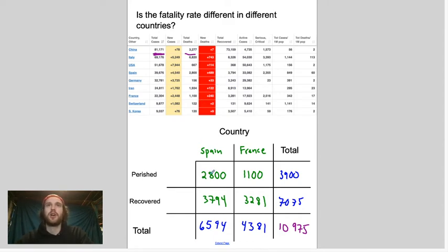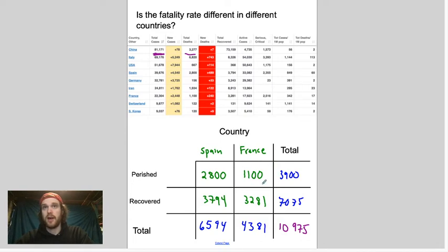So I made a little table here and I said, of the cases that are closed, that means ended in somebody dying or someone recovering, 2,800 people have died in Spain and 3,794 have recovered, meaning for how many cases are being closed, although this is not on the table, we can do this pretty quickly. There are 6,594 that have come to a conclusion.